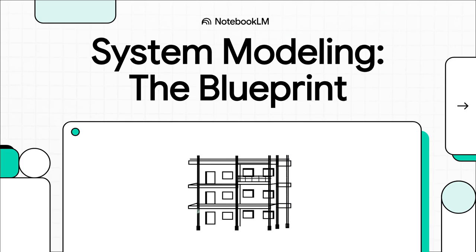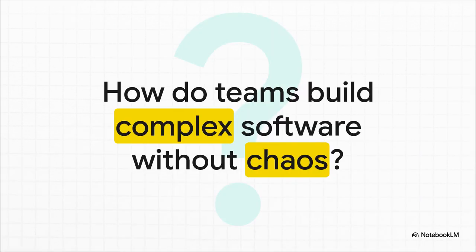Today, we are diving into the invisible architecture behind pretty much every piece of complex software you use. It's called system modeling. And honestly, the best way to think about it is as the master blueprint that turns a really cool idea into a functional, reliable app. I mean, have you ever stopped to think about that?